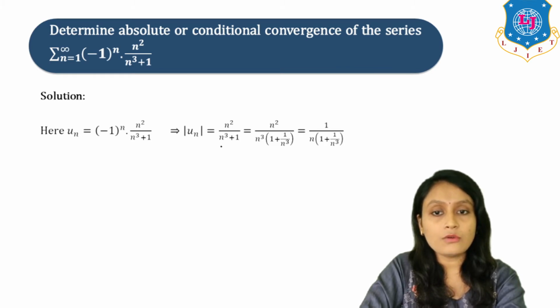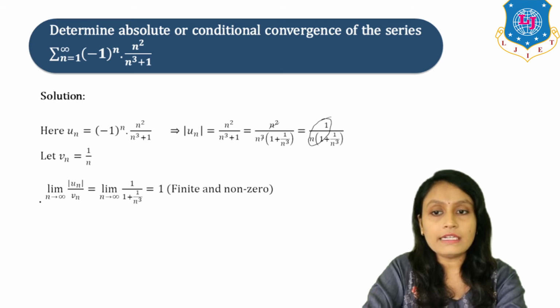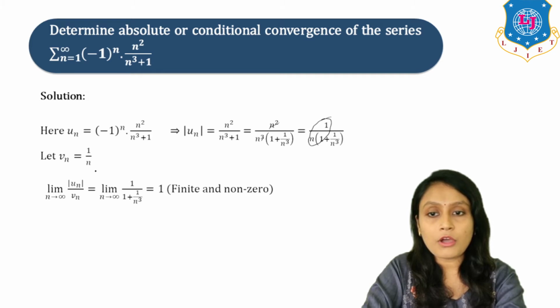Firstly, take n³ common from the denominator. You will get n³(1 + 1/n³). This n² will get cancelled, so what will remain is 1/(n(1 + 1/n³)). Now we will suppose Vn as 1/n. Next, we will find the limit as n tends to infinity of |un|/Vn. So this 1/n will get cancelled. What remains is the limit as n tends to infinity of 1/(1 + 1/n³).